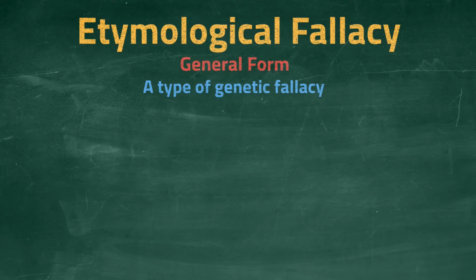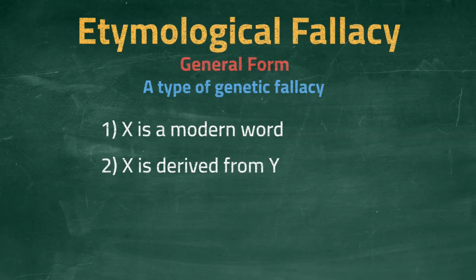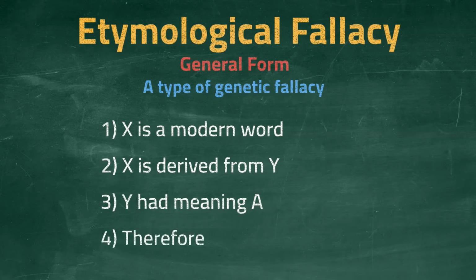The etymological fallacy occurs when we present an argument about a modern word using its etymology. Consider the following. X is a modern word, let's say in modern English. X is derived from Y, and Y comes from an old language, maybe Latin. Y meant A. A is the historical definition for Y. It is how people used to use the word. Therefore, X means A. The modern word X must have the same meaning.